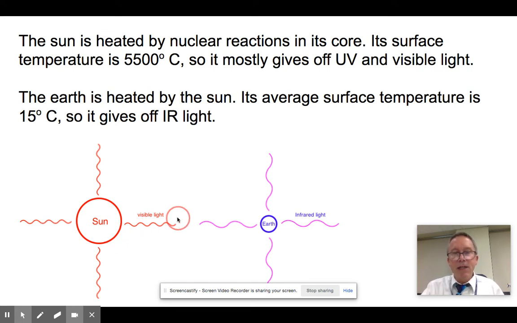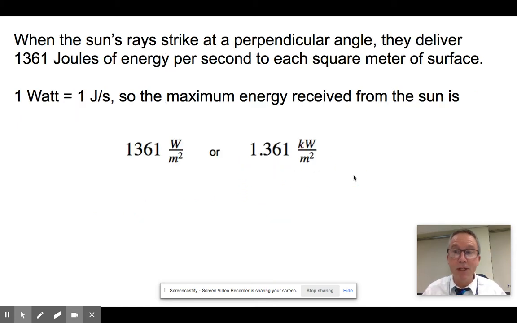Now, when this light gets absorbed by Earth, the atoms of the Earth warm up and they start to shake, but they only shake at a temperature of about 15 degrees. So that gives off infrared light. So there's this constant inflow of energy from the sun in the form of light and an outflow of energy in the form of infrared light from the Earth. I'll have a lot more to say about that later in the year when we talk about global warming.